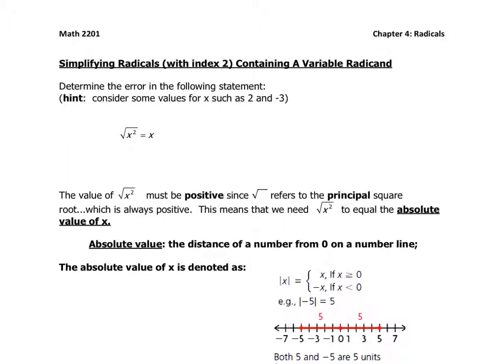So now we're going to have a look at some radicals with an index of 2. We're going to look at square roots that contain a variable radicand. The first question asks us to find the error in the statement: the square root of x squared equals x. The error in that statement is better understood when you think about certain values of x.